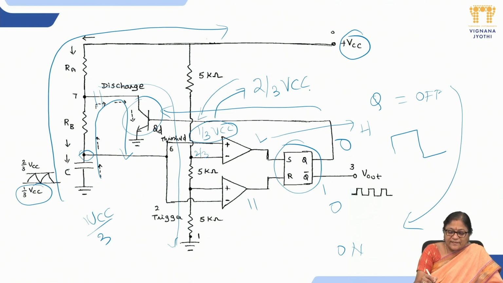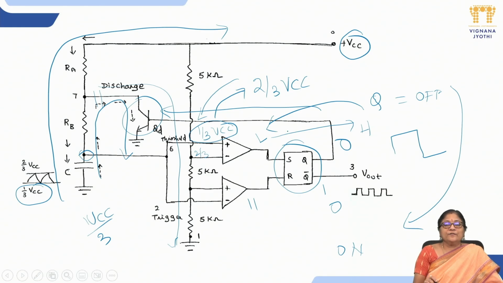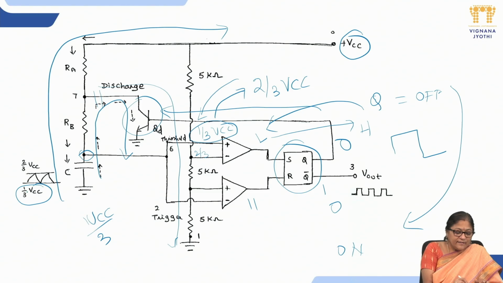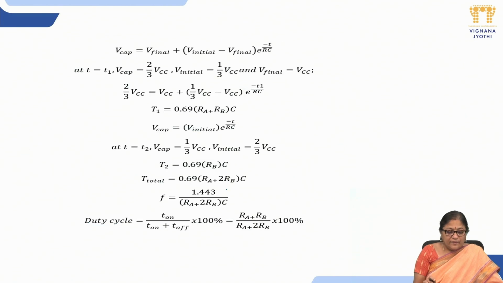Now it repeats, that is, previously it is high, now it is becoming low. So these operations of the threshold comparator making high and low make the output of the 555 high and low and so on. So this capacitor is moving between two limits, 1/3 VCC and 2/3 VCC. These are known as two thresholds, upper threshold and lower threshold, or threshold and trigger threshold.